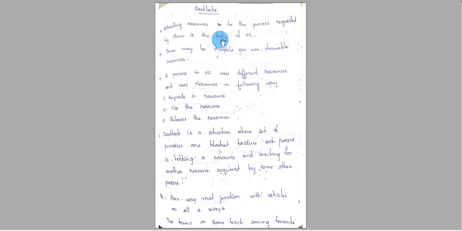This is the duty of the operating system. So there might be shareable or non-shareable resources. Example, printer. Printer is non-shareable, right? At a time, 2-3 processes can't print simultaneously. So printer is a non-shareable resource. Like that, shareable resources also exist.